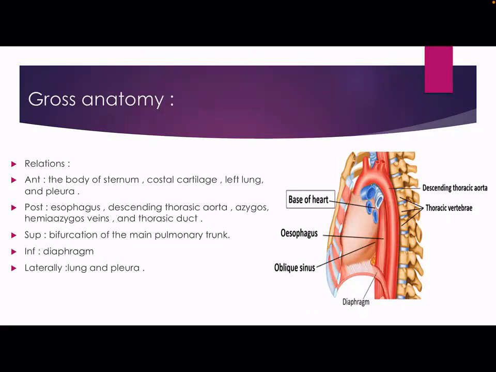Relations: anteriorly is the body of the sternum, costal cartilage, left lung, and pleura. Posteriorly, esophagus, descending thoracic aorta, azygos and hemiazygos veins, and thoracic duct. Superiorly, bifurcation of the main pulmonary trunk. Inferiorly is the diaphragm, and laterally the lung and pleura.